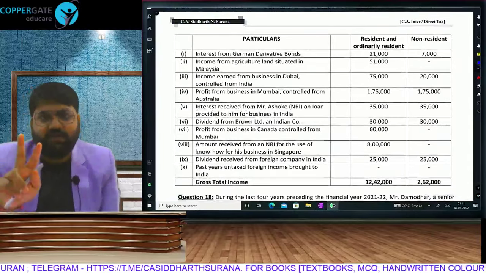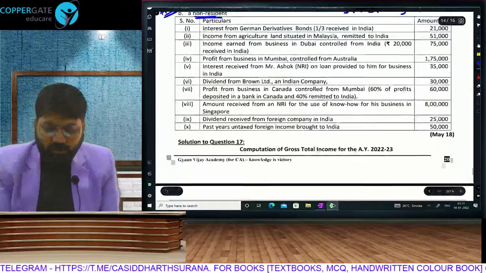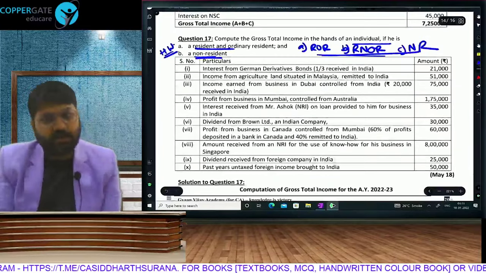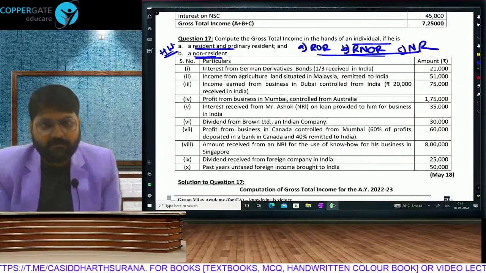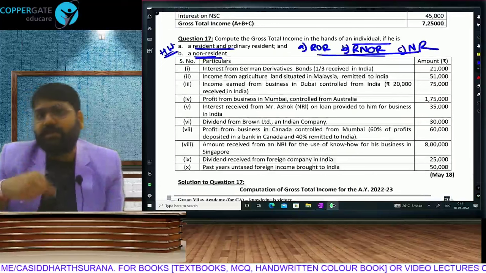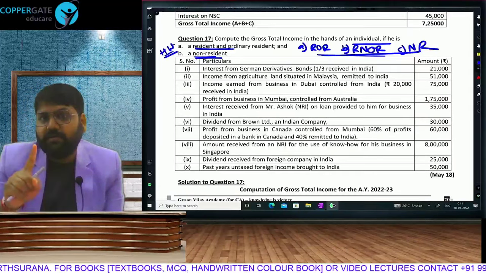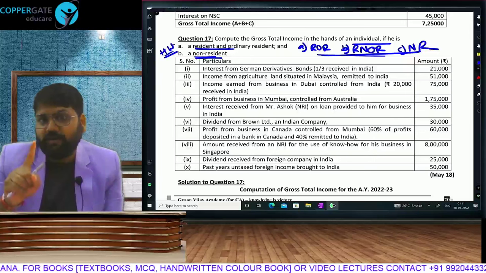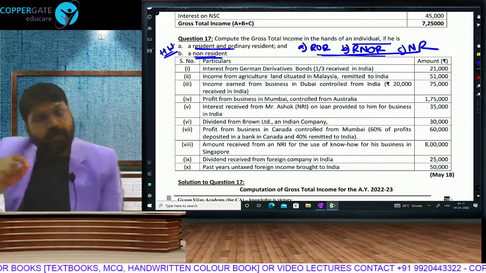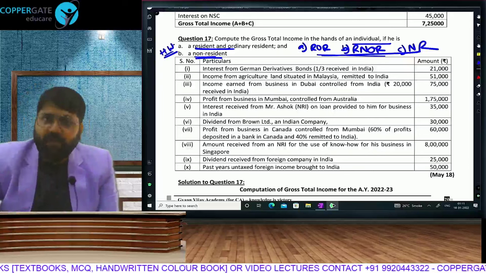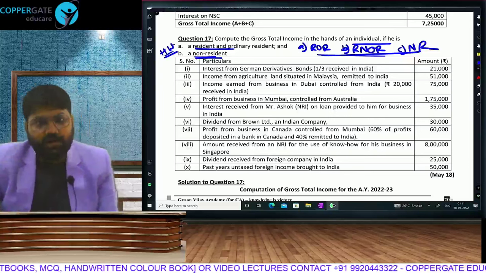Obviously, the solution is given only for ROR and non-resident. But my homework is to solve all the three columns. I am asking you to do RNOR also. If you read the solution and then do it, it is an injustice to your talent. Please don't do it that way. Please solve it on your own. Then you can check your answer. If you have any difficulty, we will take up all that tomorrow.